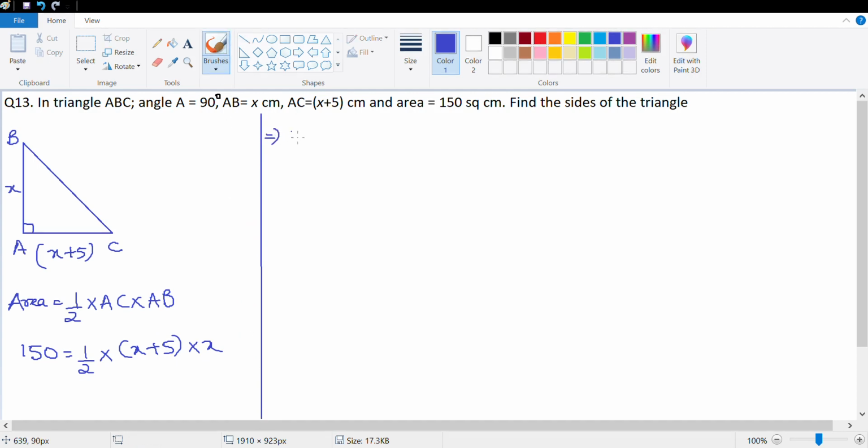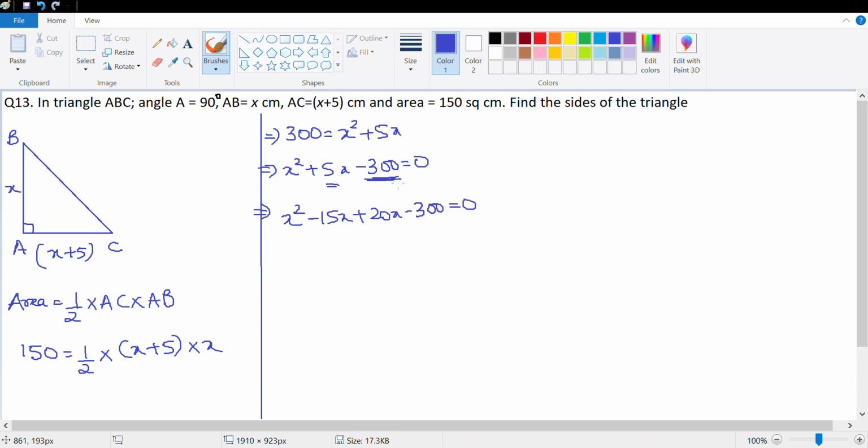Good, let's move on. So 150 into 2, that's 300, is equal to x square plus 5x, which means x square plus 5x minus 300 is equal to 0. I need to find factors of negative 300, the sum of which is 5. This one's simple. We've done this one enough number of times. So that's x square minus 15x plus 20x minus 300 is equal to 0. The factors of 300 are 15 and 20, and negative 15 plus 20 would give me plus 5. Perfect.